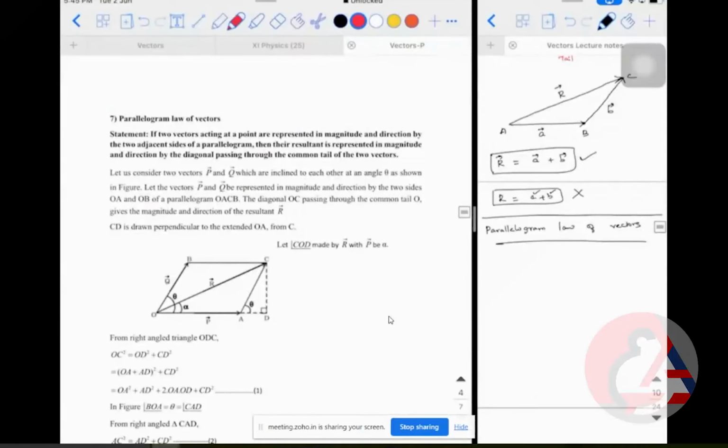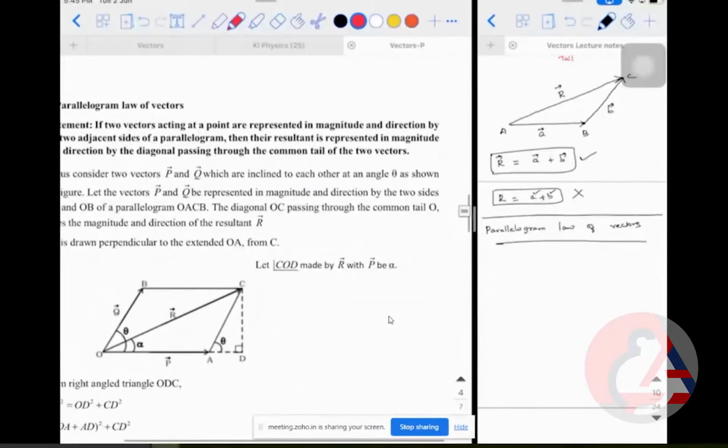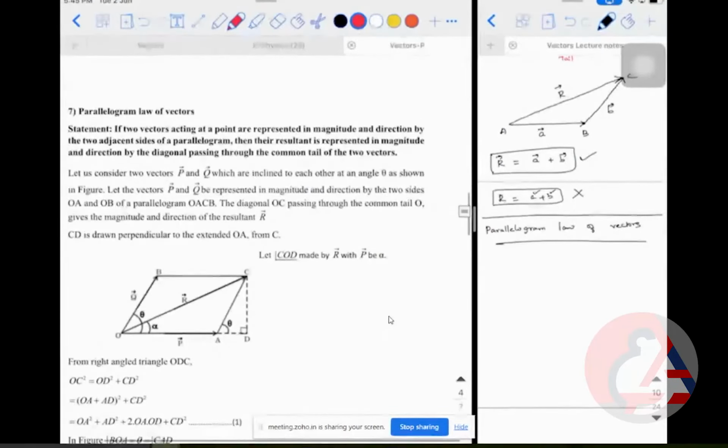Okay. Let me explain what it is. The statement is like this: if two vectors acting at a point are represented in magnitude and direction by the two adjacent sides of a parallelogram. Before I start this, let me tell you one thing. Triangle law of vectors and parallelogram law of vectors mean the same, but with different perspectives. That's it. Why it is so, you will understand.